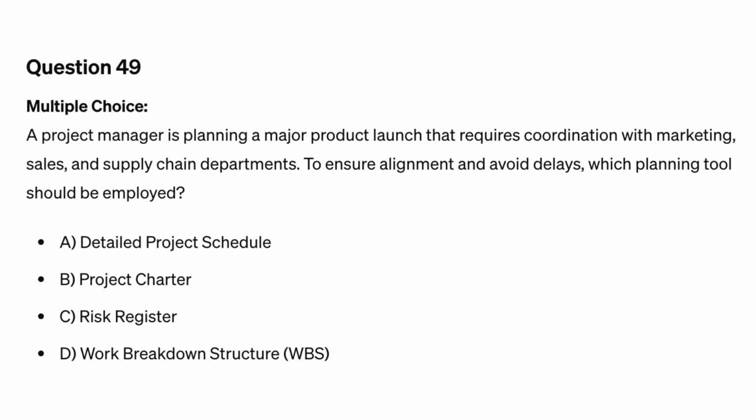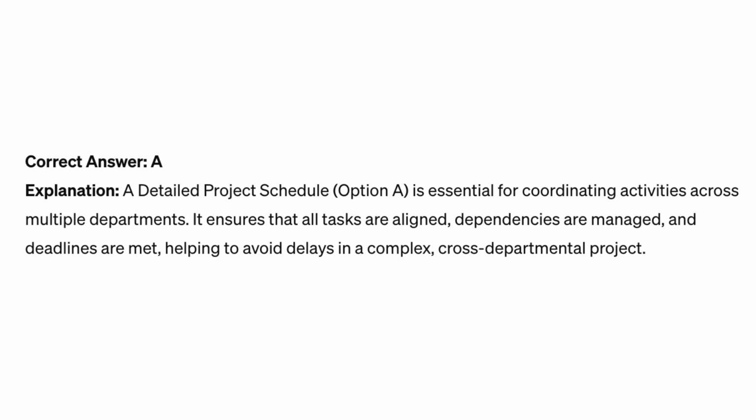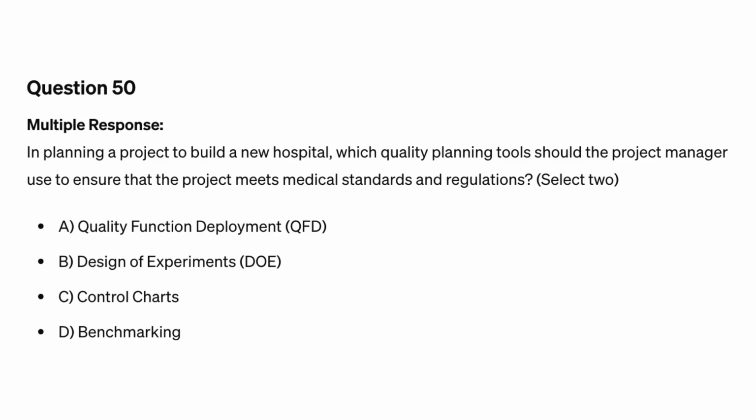A. Detailed project schedule. B. Project charter. C. Risk register. D. Work breakdown structure (WBS). Correct answer A. Explanation: a detailed project schedule, option A, is essential for coordinating activities across multiple departments. It ensures that all tasks are aligned, dependencies are managed, and deadlines are met, helping to avoid delays in a complex cross-departmental project. Question 50.